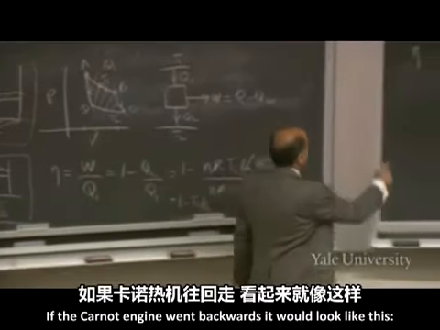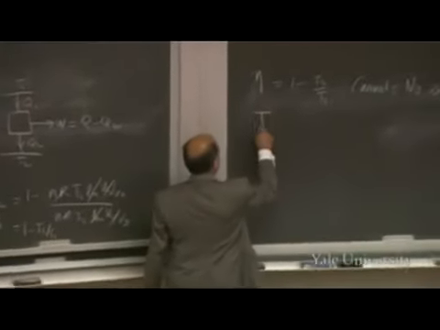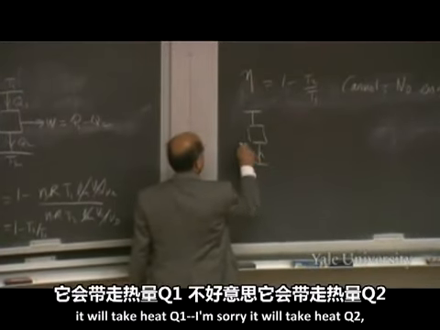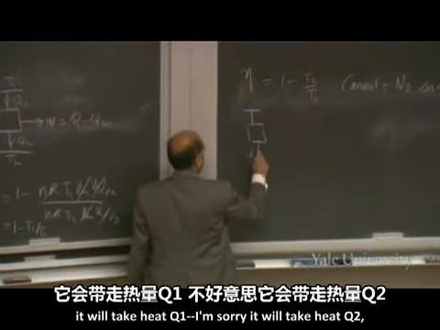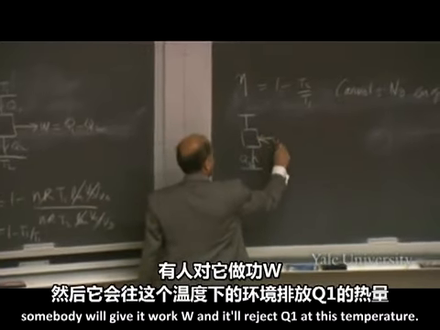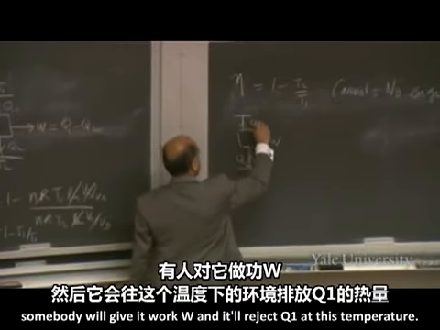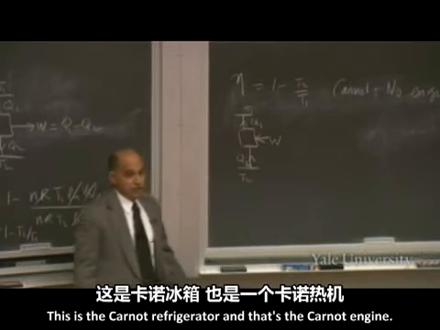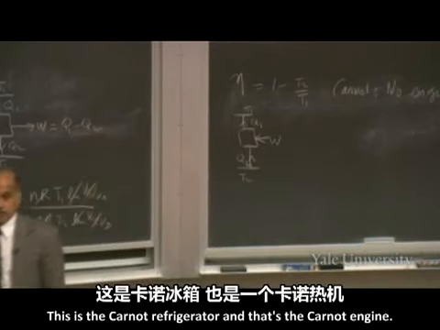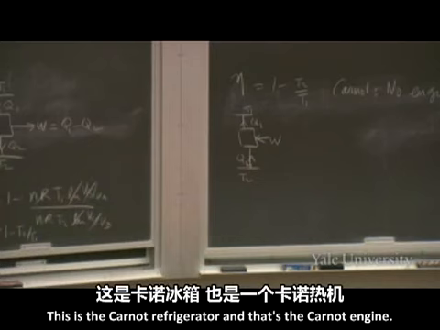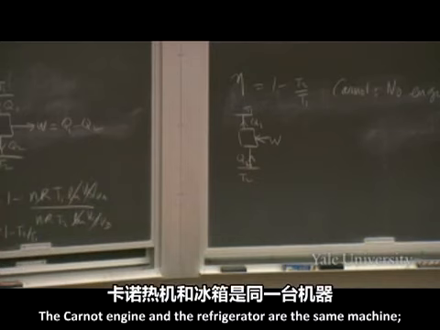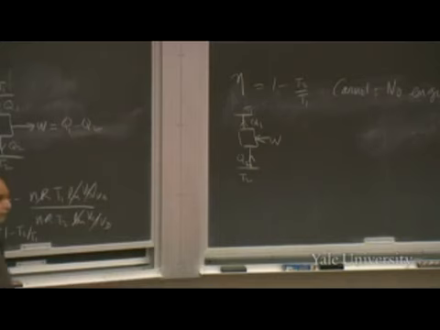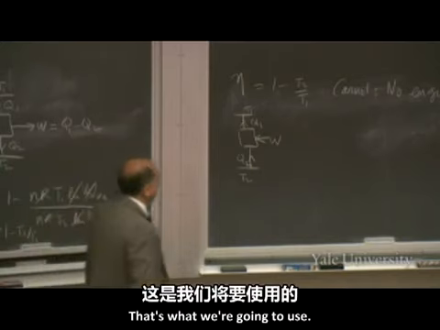If the Carnot engine went backwards, it will look like this. It will take heat Q2. Somebody will give it work W, and it will reject Q1 at this temperature. This is the Carnot refrigerator, and that's the Carnot engine. The Carnot engine and refrigerator are the same machine. You just can make it run one way or the opposite way. That's what we are going to use.